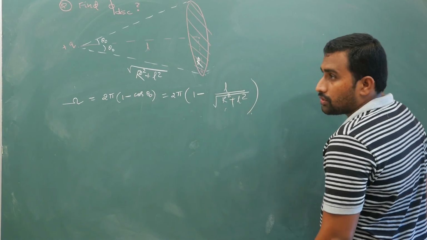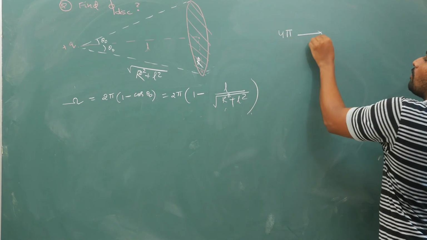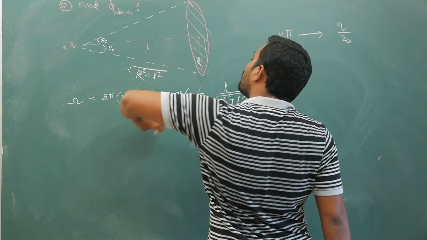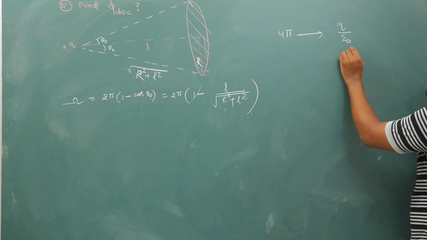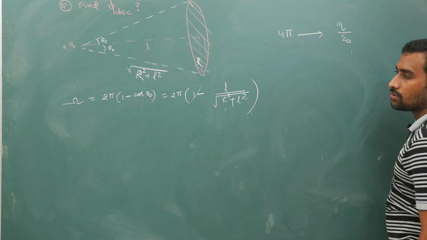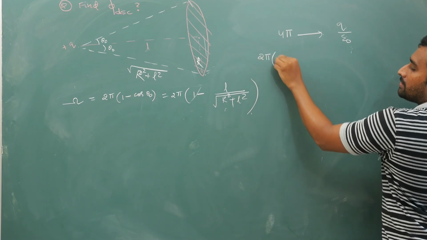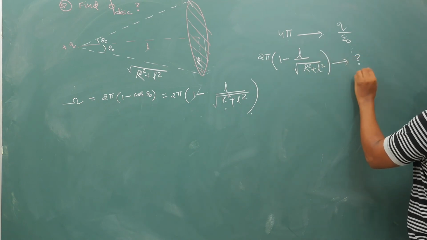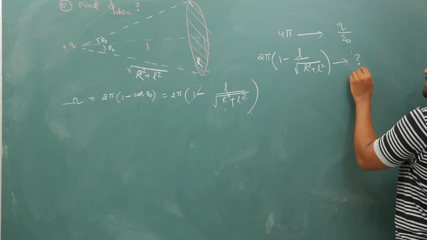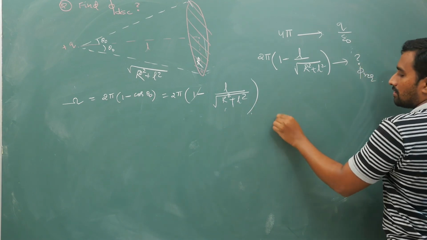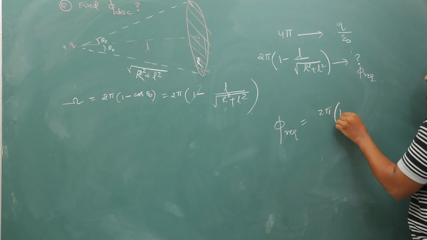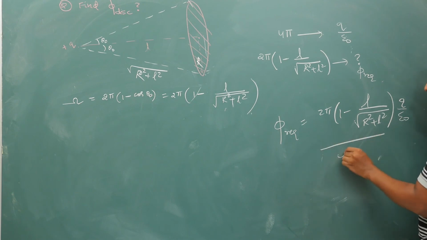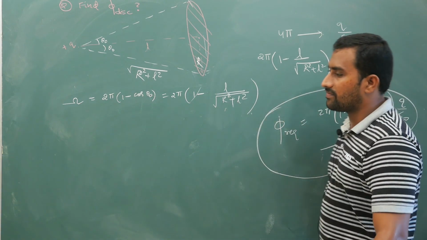Now, through 4 pi steradians, what is the flux? Q by epsilon naught. 4 pi steradians means a full sphere. Through a full sphere, Q by epsilon naught is the flux. So 2 pi times 1 minus L by under root r square plus L square will have how much flux is the question. Cross multiplying, your required flux will be 2 pi times 1 minus L by under root r square plus L square, times Q by epsilon naught, whole divided by 4 pi. This is your required flux.